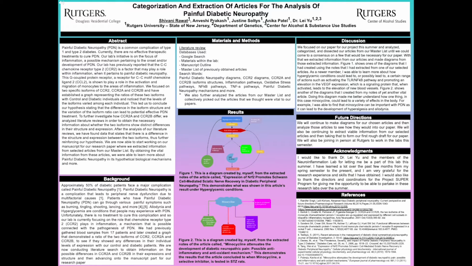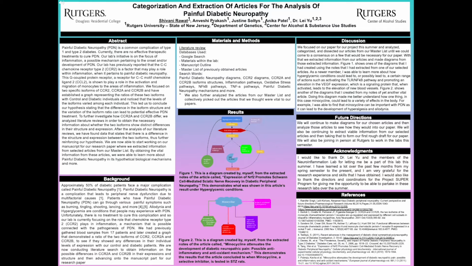Because this summer we mainly focused on our paper, we did not conduct any in-person labs, and so we didn't find any statistical findings or results. However, we did decide to create our own diagrams from our extracted notes from the articles. For example, Figure 1 and Figure 2 shown are diagrams that I created from my notes that I had gathered out of the two of the selected articles.